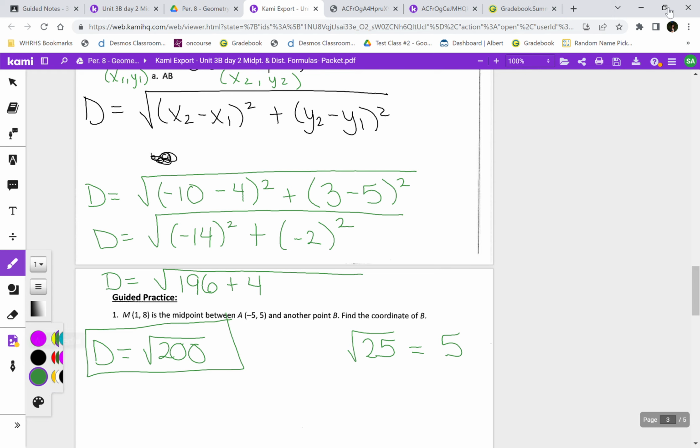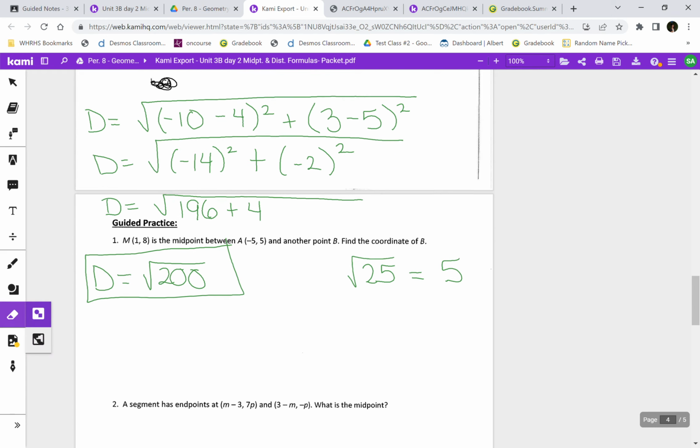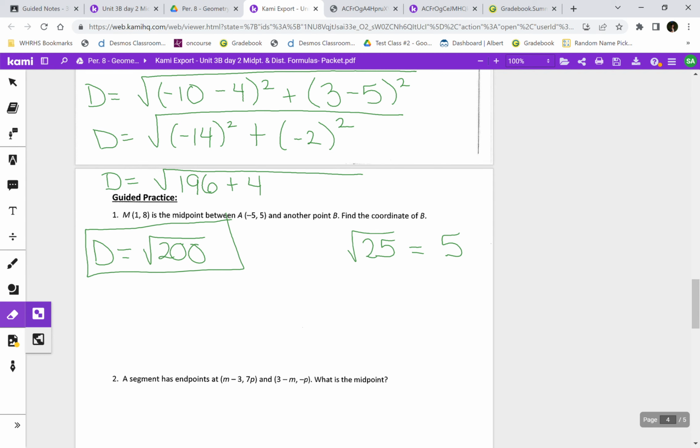All right, let's do more practice. Can I erase this? Anybody copying?